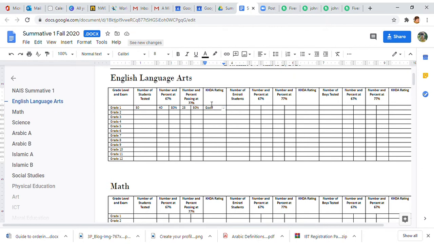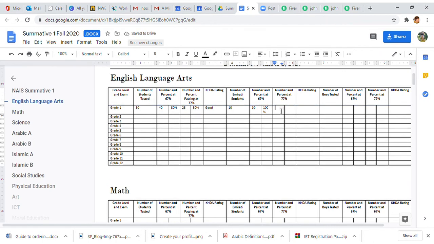The next piece is I need to know the number of Emirati students in grade 1 who tested. So you would put that information in. Let me say if it was 10. Then you're going to put how many passed at 67% or above, which is, I'm going to put 10, which would be 100%. And then I need a number of who did it at 77% and above, so I can go 7, which would be 70%. And then I need to put in that rating. And then I need the number of boys tested and the same information for all of that.